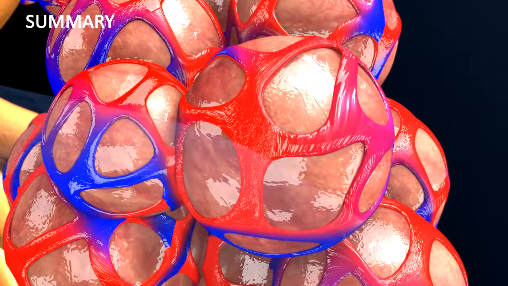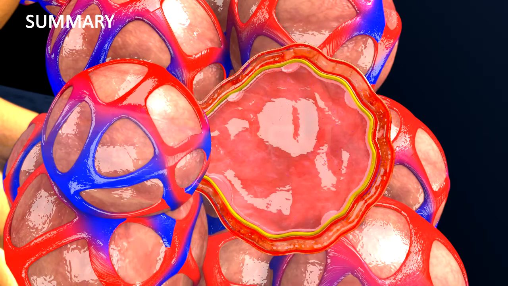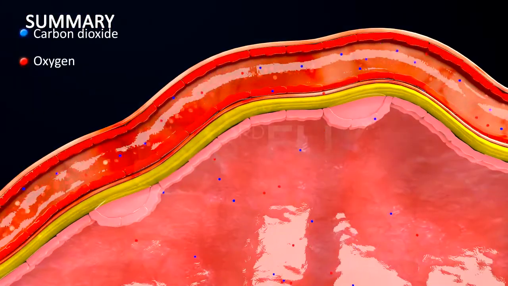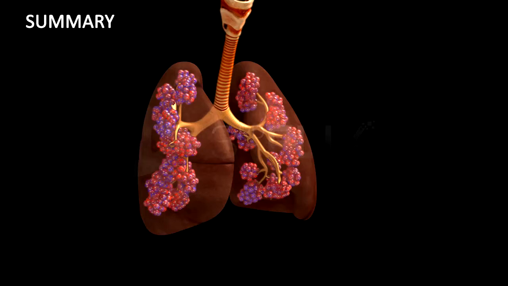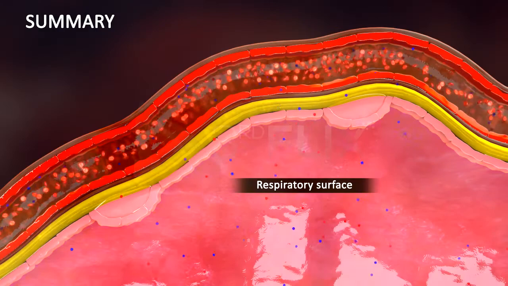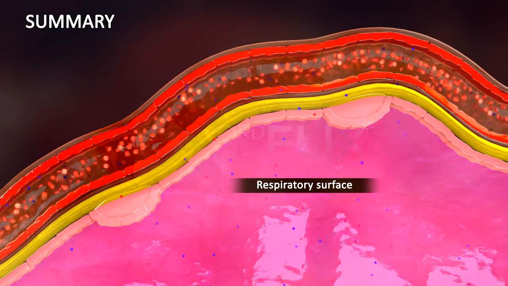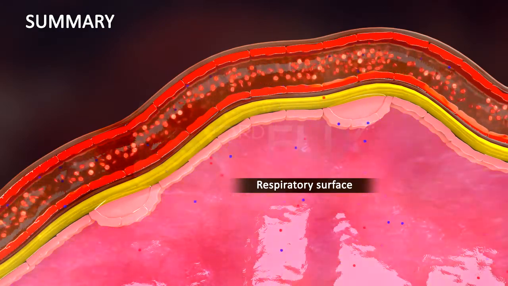The alveolus is the structural and functional unit of the lung and the basic unit of gaseous exchange. Approximately 300 million alveoli are present in both the lungs, with a total surface area of 70 to 100 square meters. The inner surface of the alveoli is known as the respiratory surface.